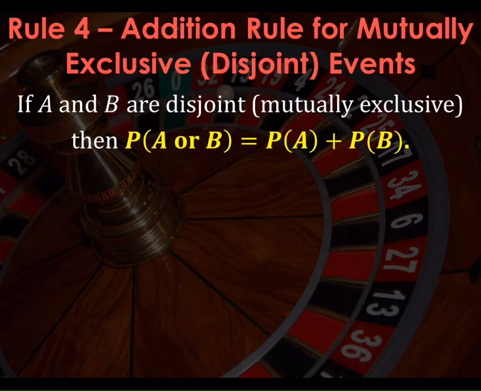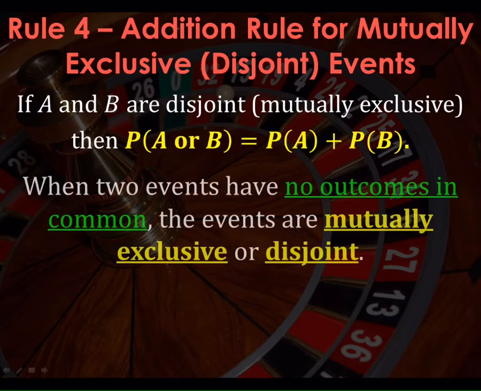Alright, rule 4 is the addition rule for mutually exclusive or disjoint events. If A and B are disjoint or mutually exclusive events, then P of A or B equals P of A plus P of B. When two events have no outcome in common, the events are mutually exclusive or disjoint. So disjoint is the opposite of joint. The two events cannot happen at the same time. So for example, you cannot be both at Milpitas High School and simultaneously at the Great Mall. So those are two mutually exclusive events. You cannot both be in San Jose and at the same time be in San Francisco. You cannot be both a freshman and a sophomore at the same time.